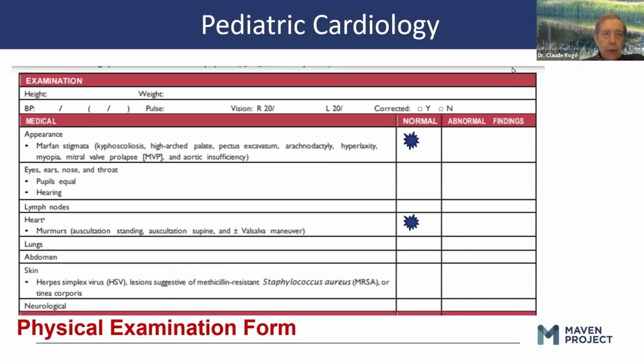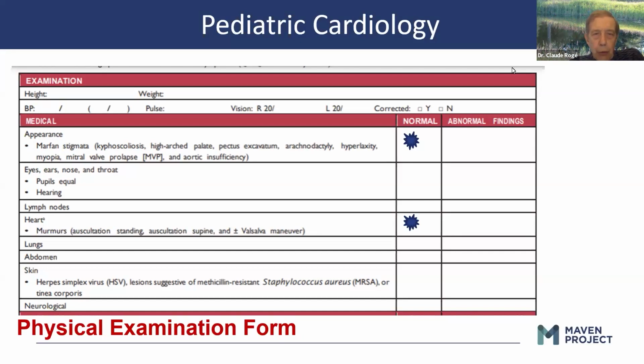In the physical examination form that you complete, you can see there is also a focus on conditions that may raise the question of a heart problem. So the first one mentioned here is Marfan stigmata: kyphoscoliosis, high arch palate, pectus excavatum, arachnodactyly, hyperlaxity, the thumb sign where you put your thumb like this and in Marfan syndrome it goes past the edge of your hand, mitral valve prolapse, all those things. So it's important to see if there is anything that would suggest Marfan syndrome.